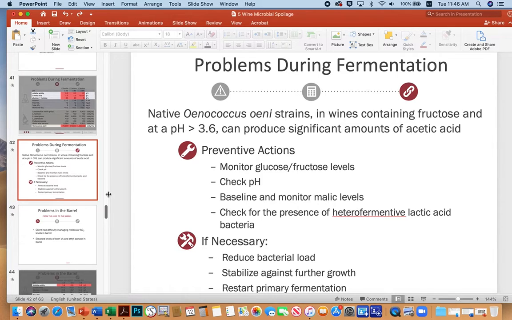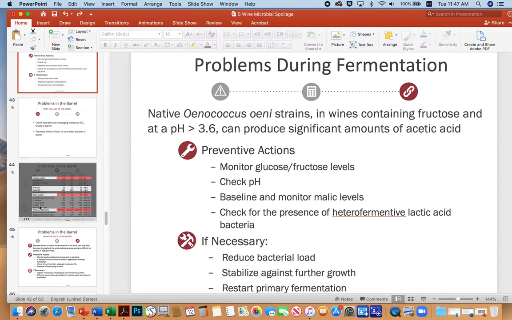or acetic acid. So again, some of the preventative actions are obviously to monitor levels of malic acid and certainly checking for the presence of heterofermentatives is ideal, and reducing the bacterial load for sure. Obviously, sulfiting is something that needs to happen, and stabilizing against further growth. Obviously, adjusting the pH, and then if necessary, restarting the primary. So again, you can add nutrients and fresh yeast or any number of methods that a particular winery uses, but restarting the primary might be necessary.